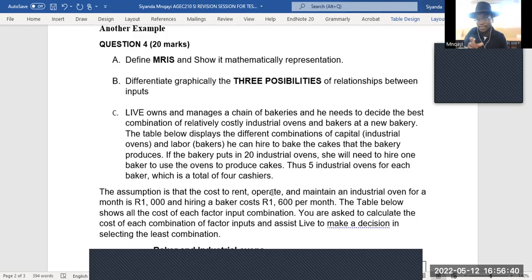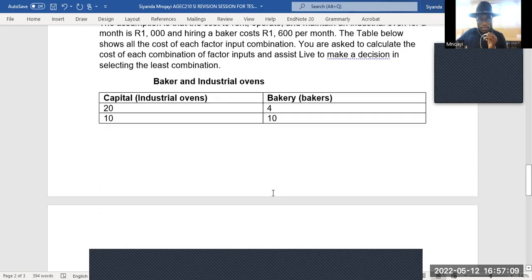You see now how this has come out. Now, the assumption is that the cost to rent, operate, and maintain an industrial oven for a month is 1,000 rand, and hiring a baker costs 1,600 per month. The table below shows all the costs of each factor input combination.